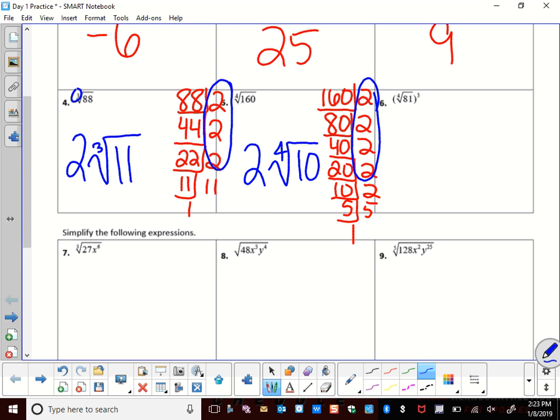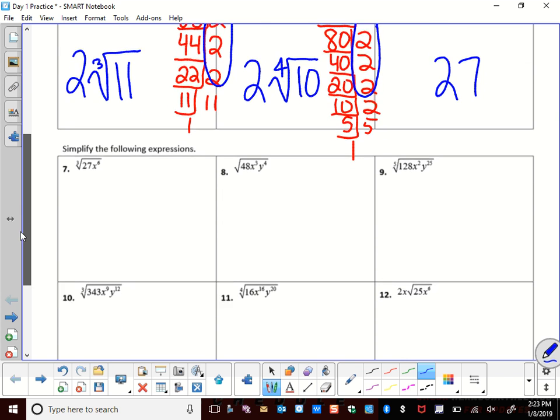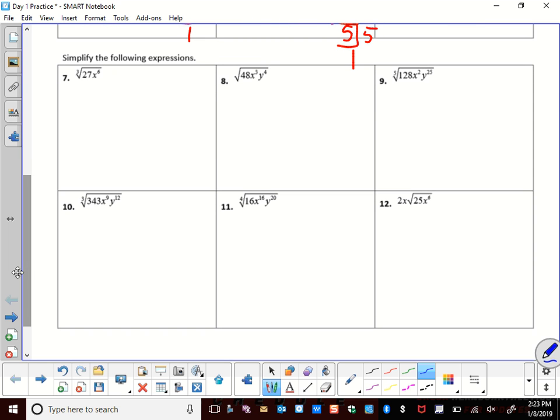All right, number 6, what did you guys get? Yep, 27. That's straight calculator. You guys getting these right? If not, do you know what you're doing wrong? All right, it says simplify. If you don't know how to simplify, we're just going to rewrite what we have.